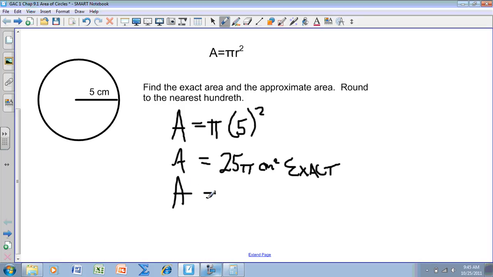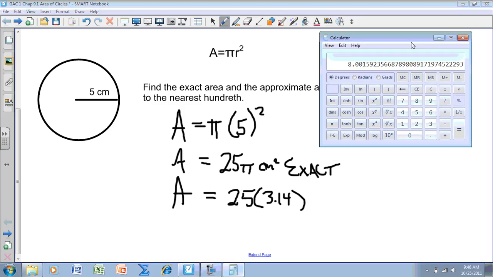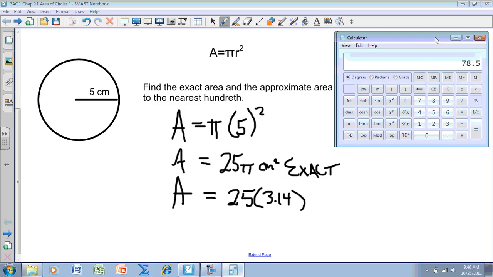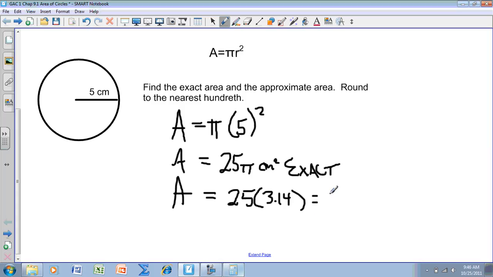If we were going to approximate it, we would take 25 times 3.14. Get your calculator out. 25 times 3.14, 78.5. And again, the label would be centimeters squared. All right? We didn't have to round to the nearest hundredth because it came out only to the tenths anyway.